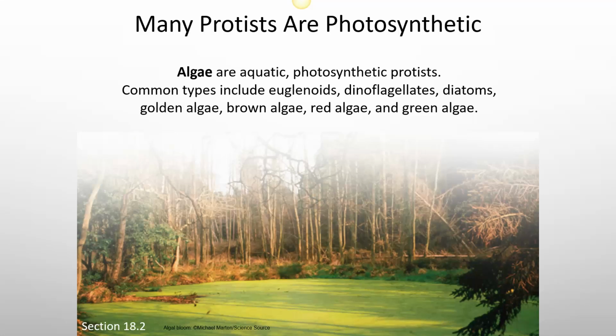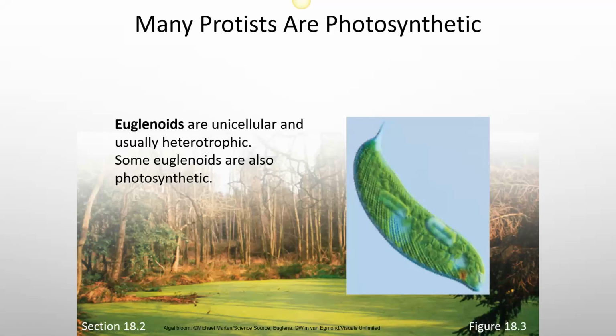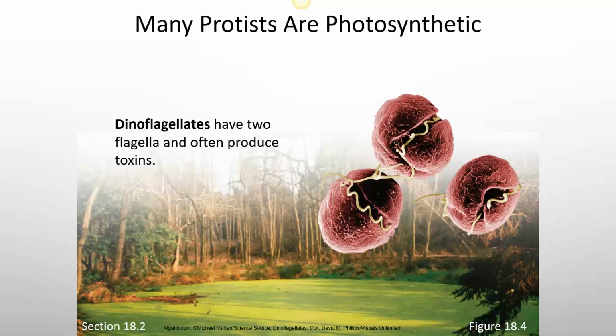Common types include the euglenoids, dinoflagellates, diatoms, golden algae, brown algae, red algae, green algae. Euglenoids are unicellular and usually heterotrophic. Some euglenoids are also photosynthetic. Dinoflagellates have two flagella and often produce toxins.